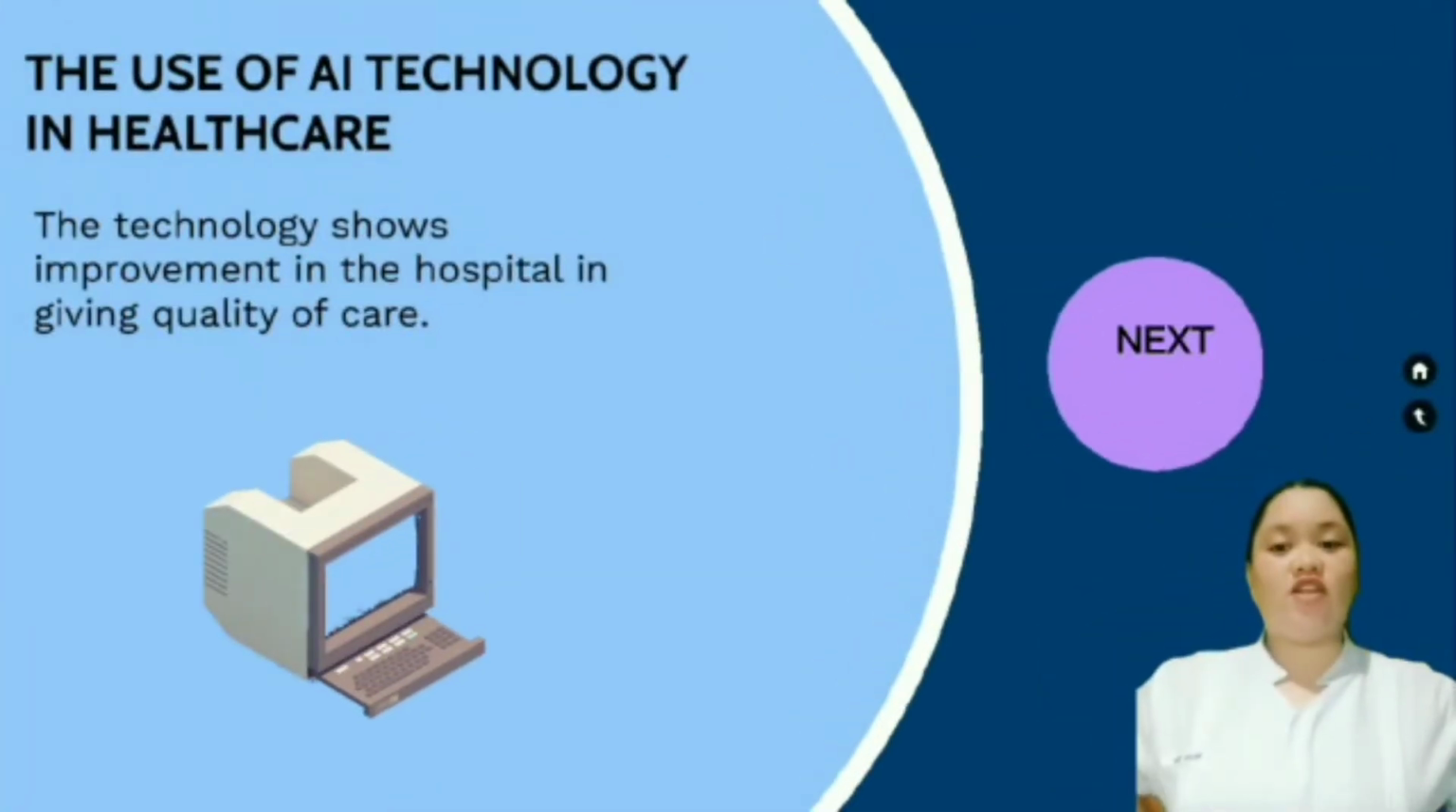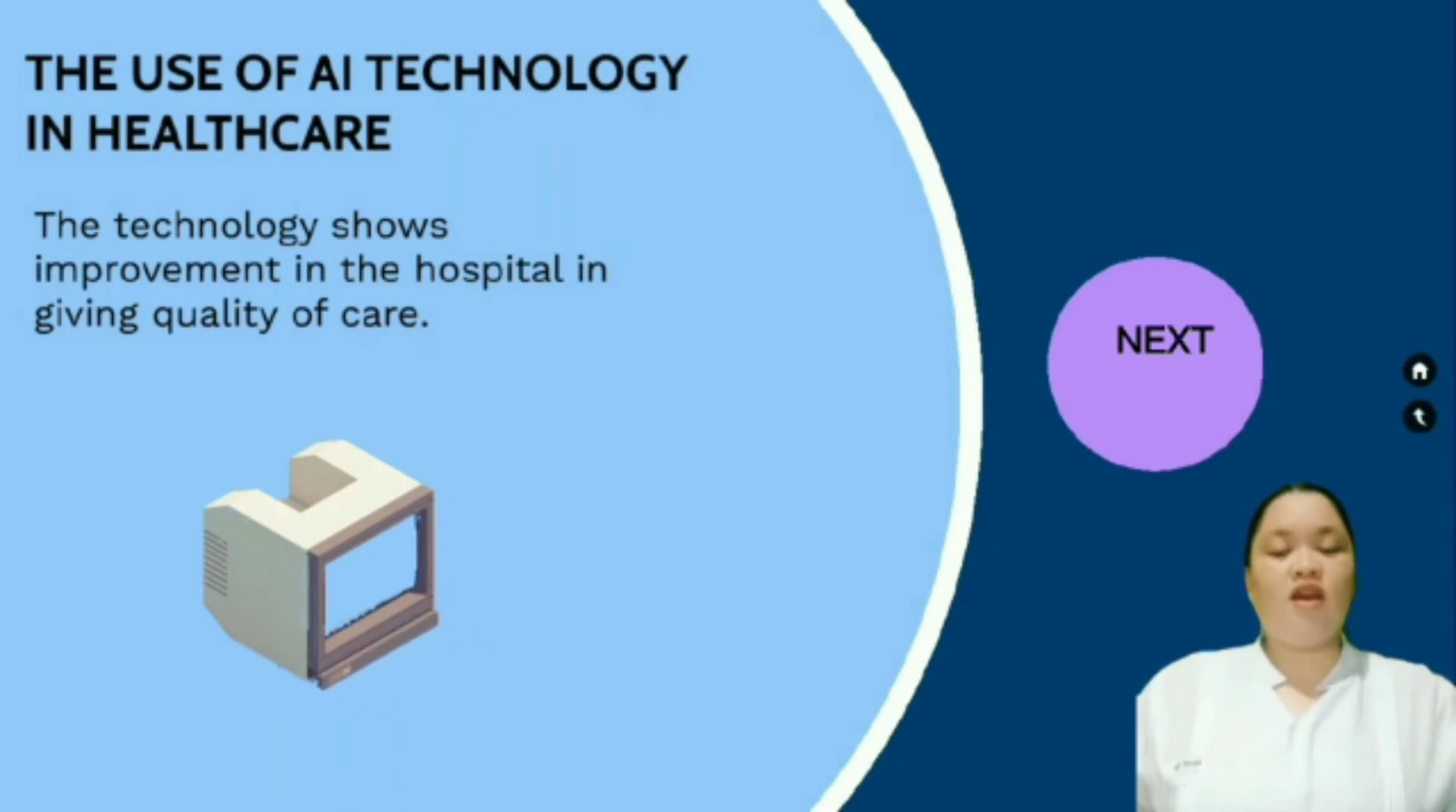The use of AI technology in healthcare. The technology shows improvement in the hospital in giving quality of care. This gives faster communication through telephone. Efficient charting uses gadgets to prevent problems, and there are faster laboratory results. So with the help of AI technology, the work in the hospital became easier than before. Also, they can work faster because of the technology that provides the information they need.